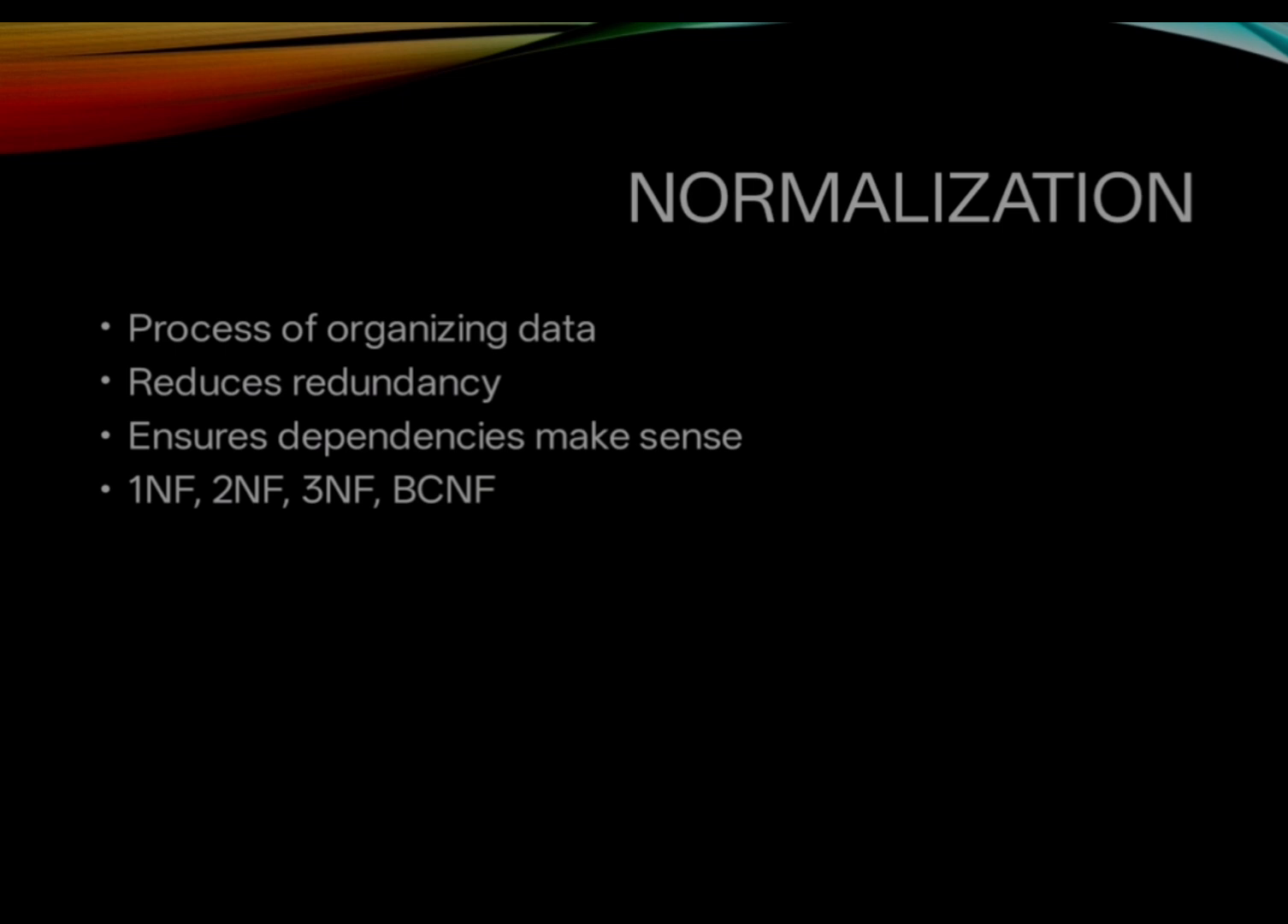First normal form removes duplicates. Second normal form focuses on full dependency. Third normal form removes transitive dependency. And Boyce-Codd normal form addresses anomalies. Boyce-Codd normal form is also known as 3.5 normal form.